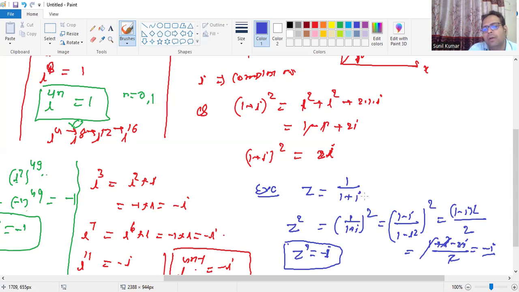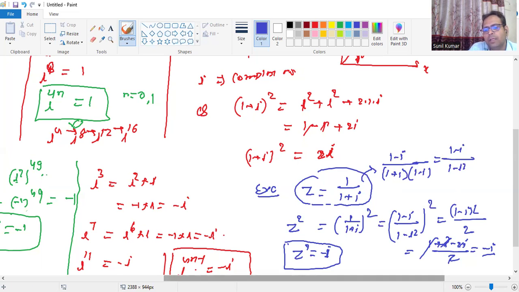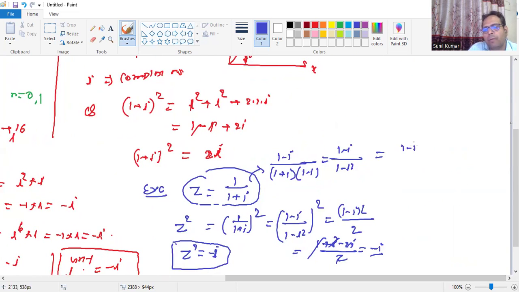Okay, suppose we are given 1 by 1 plus iota, but actually it's not of complete complex number form. Why? Because here we don't have a real part. So what do we have to do in this kind of case? Just multiply the numerator and denominator with the conjugate, and then we can find the complex number value. What we get is 1 minus iota over (1 minus iota square), which equals 1 minus iota divided by 1 plus 1, that is 1 by 2 minus iota into 1 by 2.